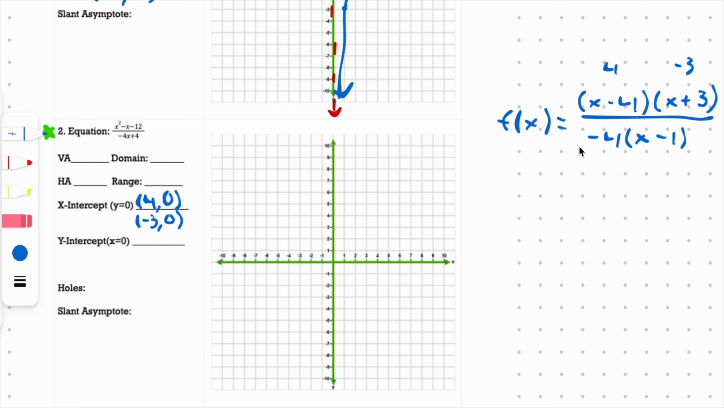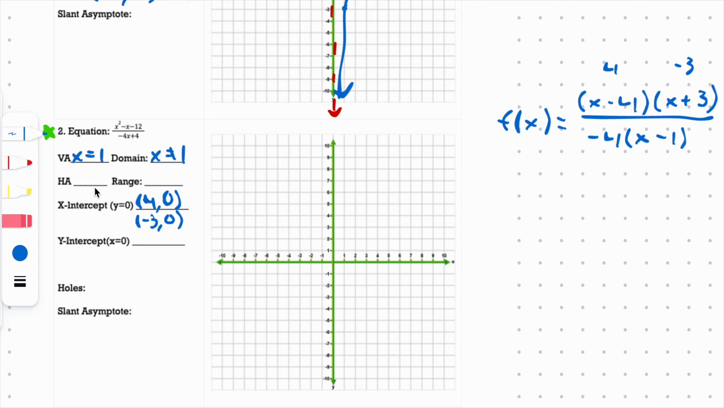Okay. Now we're going to find our vertical asymptote, and that's by setting our denominator equal to 0. So what value of x makes our denominator equal to 0? 1. So we have a vertical asymptote, x equals 1. That means x cannot equal 1, and that's our domain: all real numbers except for 1.